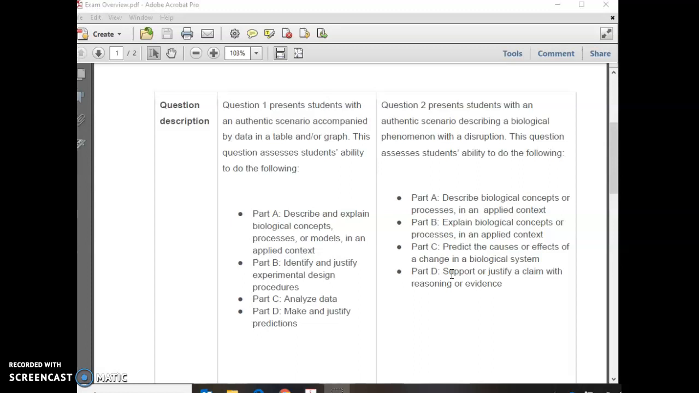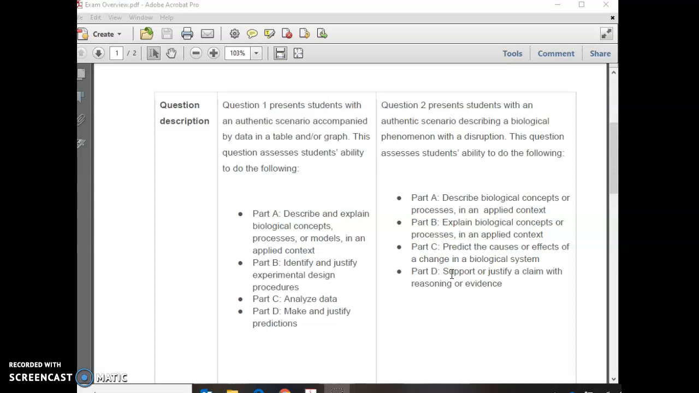Part B, identify and justify experimental design procedures. That's going to be going back to the beginning of the year when we did things like independent variable and dependent variable and control group and experimental group, and kind of justifying, okay, this was a good experiment because it had all of those components. So that's what part B is talking about.